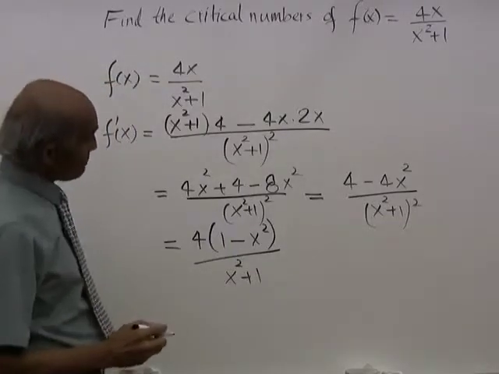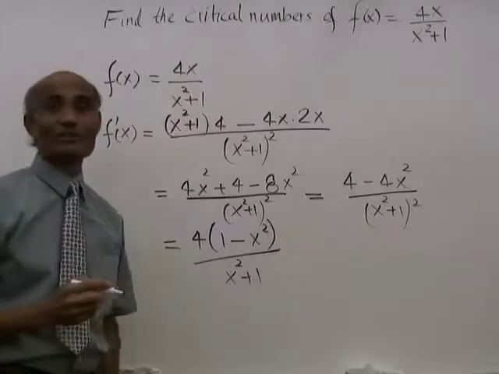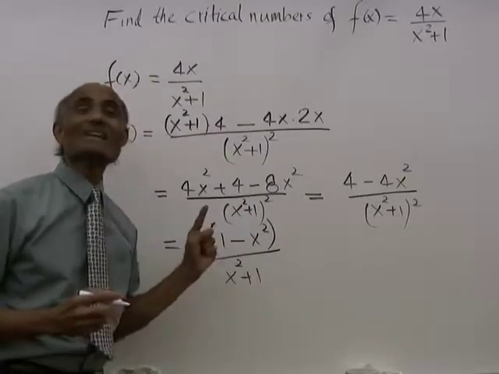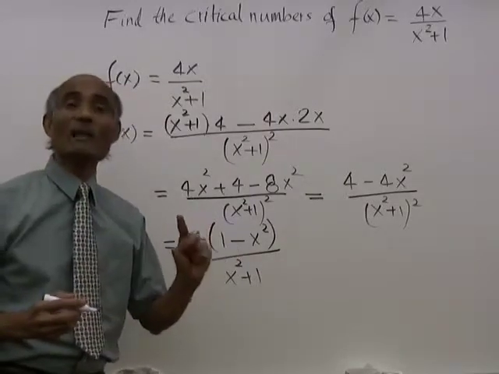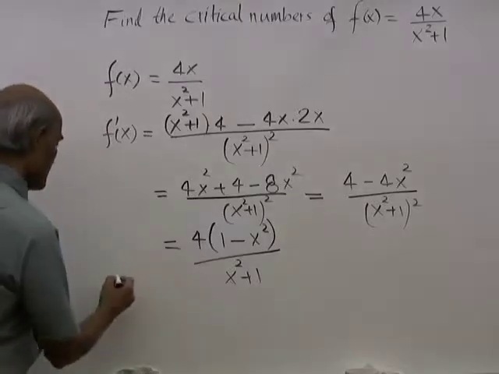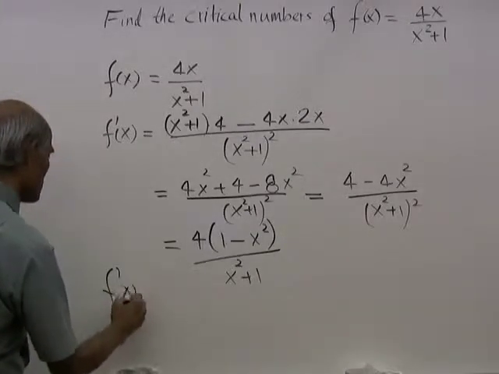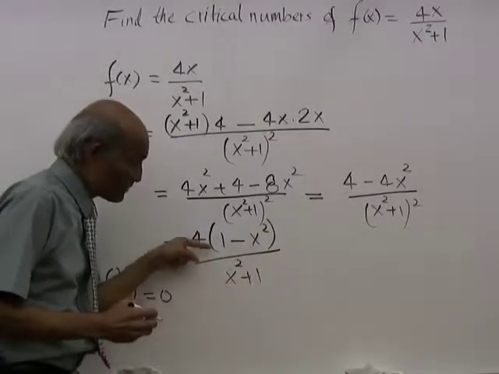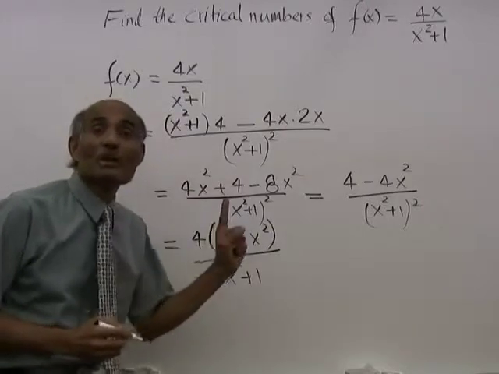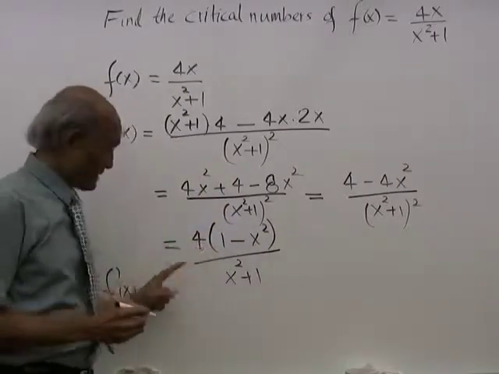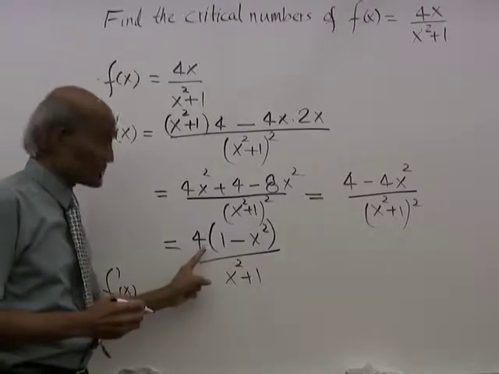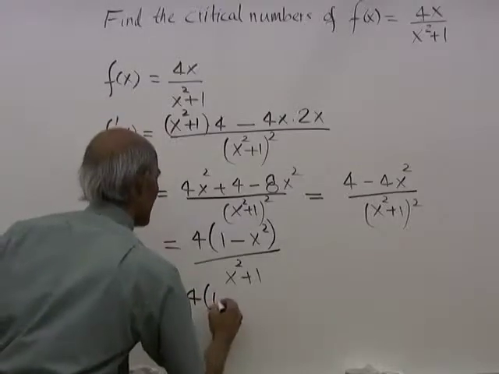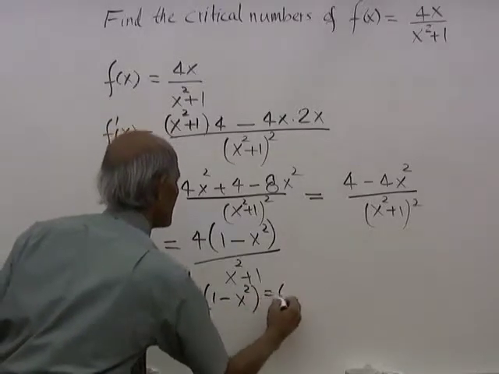Okay, how do you find the critical numbers? Critical numbers occur where the derivative equals 0 or is undefined. Now, if you put the derivative equal to 0, f prime x equal to 0, remember, a quantity like this becomes 0 when the numerator is 0. So, f prime x equals 0 occurs when the numerator of the derivative, 4 times 1 minus x squared, equals 0.